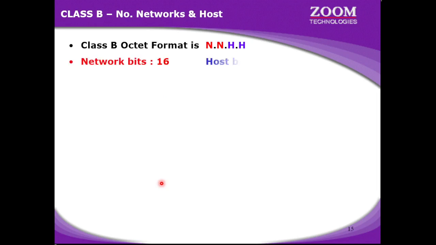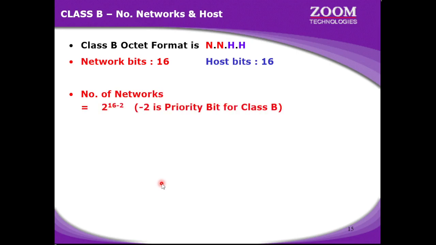Ngayon, si class B naman, ang kanyang octet format is network.network.host.host. Ibig sabihin, may 16 na network bits po tayo. At meron din tayong 16 na host bits. So, yung dami ng network, ay i-multiply natin 2 raised to 16 minus 2 dahil meron tayong dalawang bit na priority for class B. So, 2 raised to 14 is 16,384 networks. So, dun sa example natin kanina, para siyang merong 16,000 na computer shop.